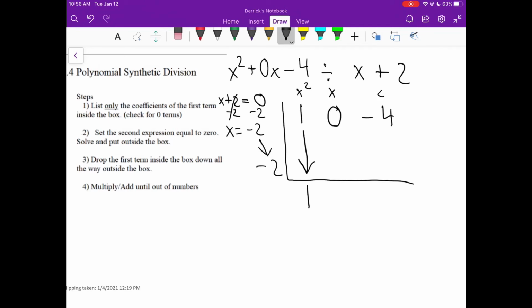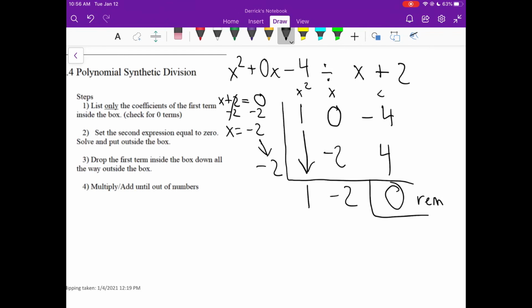So 1 times negative 2 is negative 2. 0 plus negative 2, or 0 minus 2, is negative 2. Negative 2 times negative 2 would be a positive 4. Negative 4 plus 4 would be 0. And that is interesting because if we have a remainder of 0, that just means that we're going to be able to solve this out perfectly.